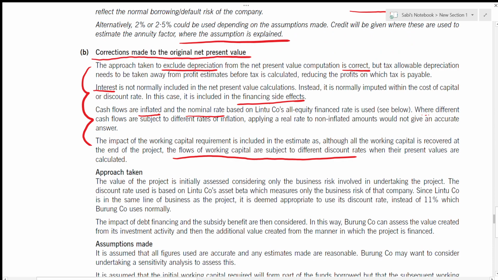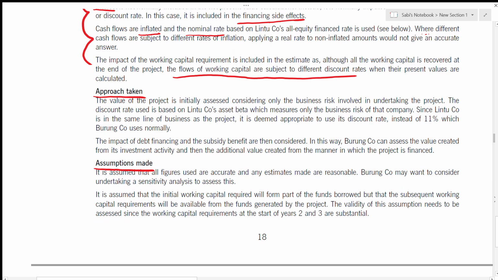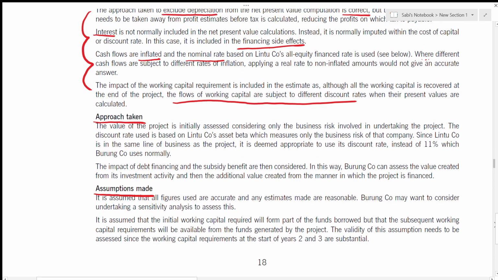First one is corrections made to original net present value, then the approach taken, then the assumptions made. The way the requirement asked you, you have to present your answer. First they asked about the correction, then the approach, then the assumptions. You have to divide this into different paragraphs with different subheadings. Make sure your answer follows this format. So approach taken. What is approach taken?